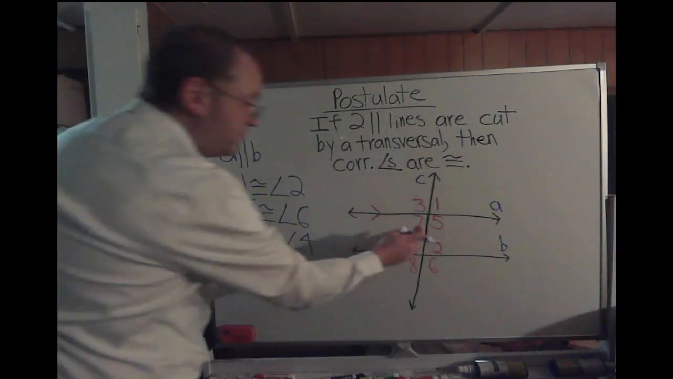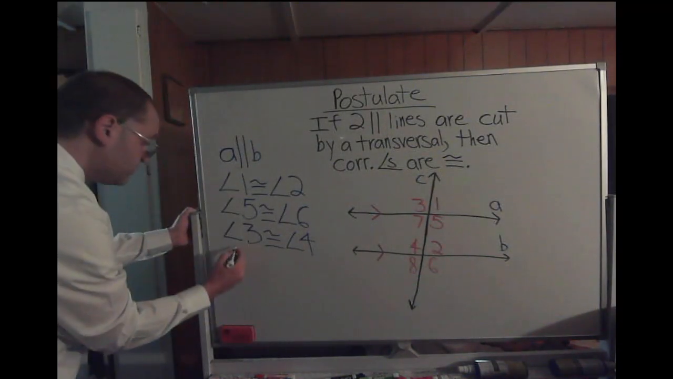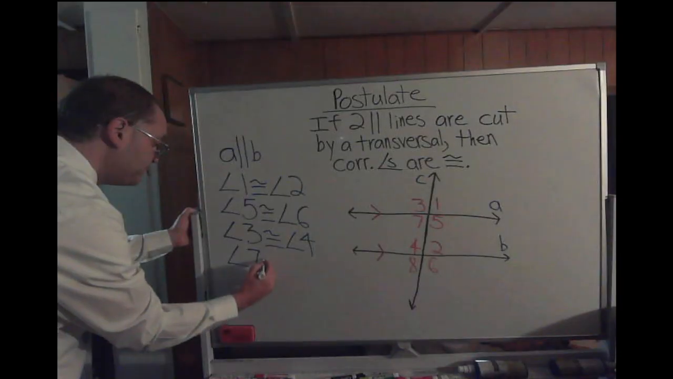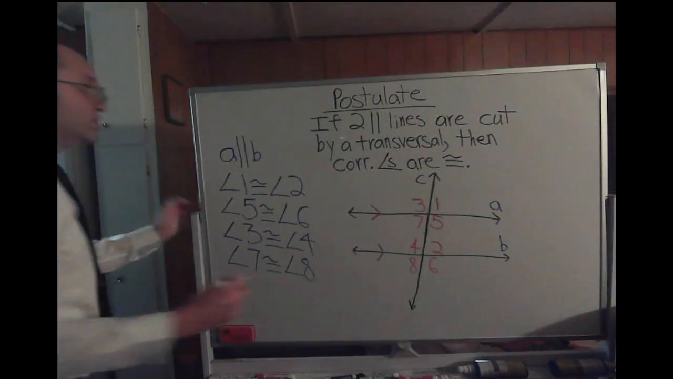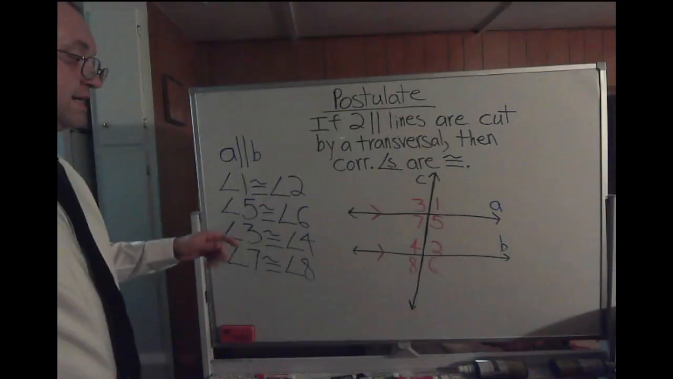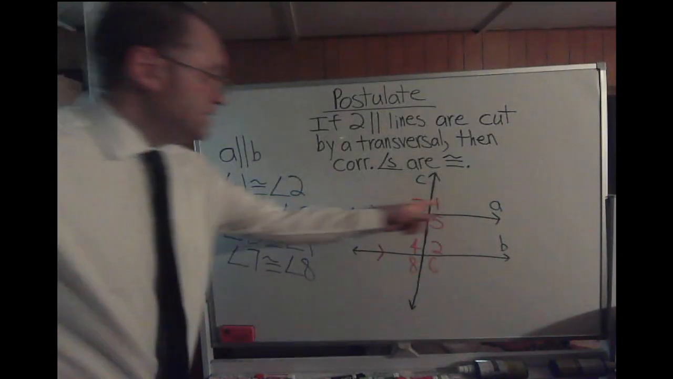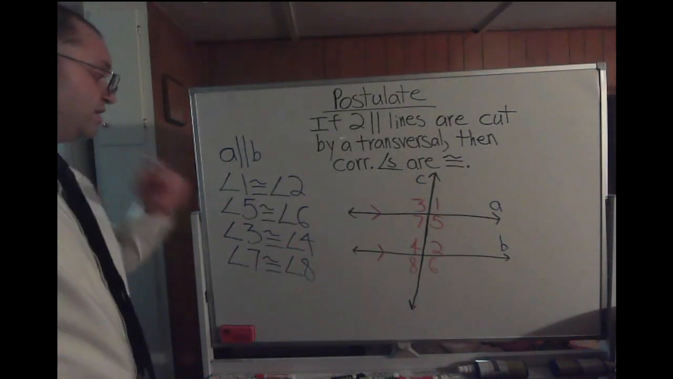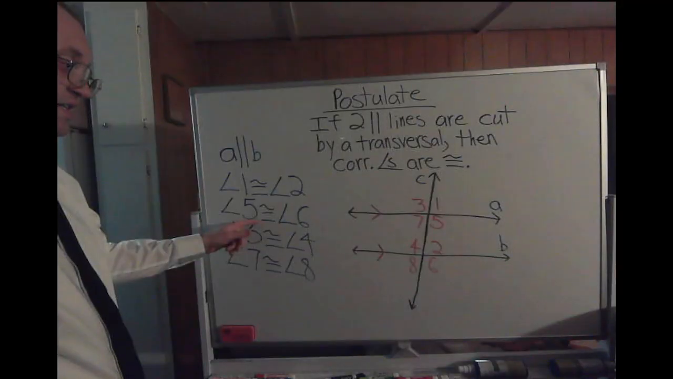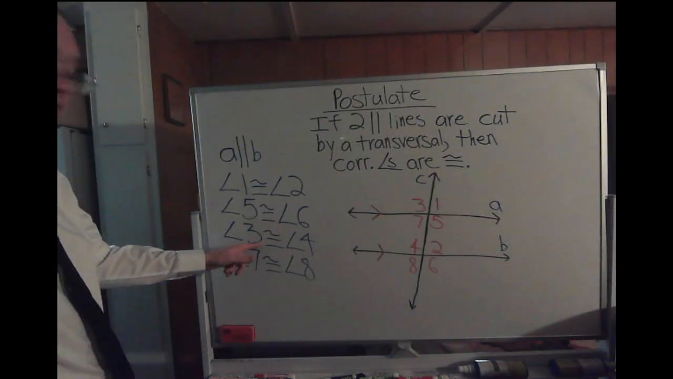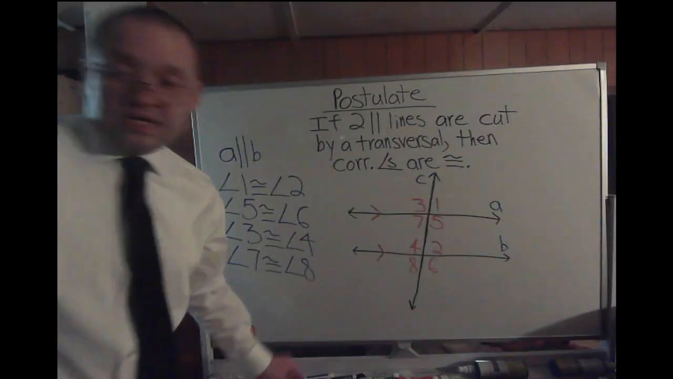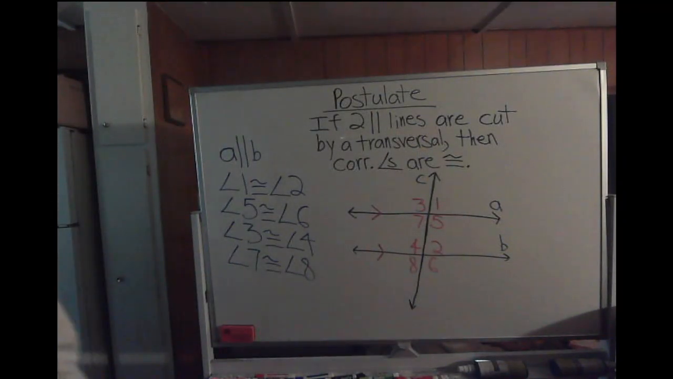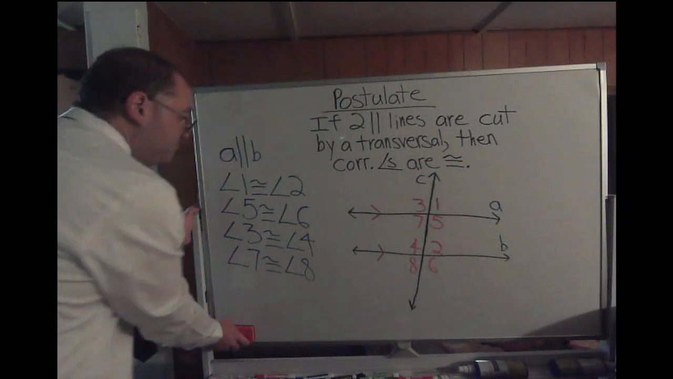What else? Then we have angles 7 and 8. Those are corresponding angles. So by this postulate here, we can determine that angles 1 and 2 are congruent since they're corresponding angles, as well as 5 and 6 being congruent to each other, 3 and 4 congruent to each other, and 7 and 8 congruent to each other. So that's a pretty straightforward one there.